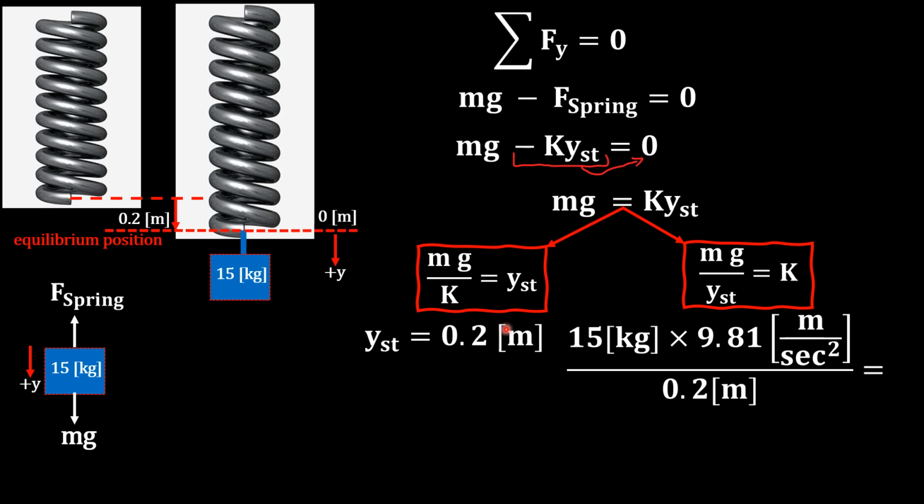the spring constant that we are finding its value. So the mass is given, the gravity, and the y stretch is given. So now we can solve for k, which is 735.75 Newton over meters. So that's how stiff the spring is.